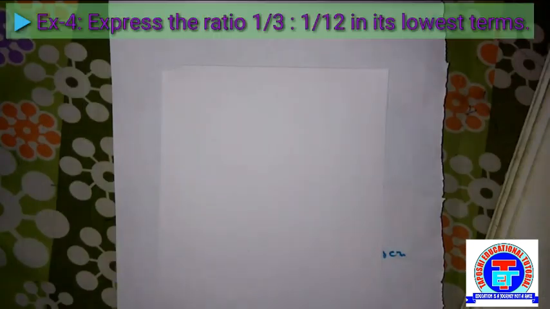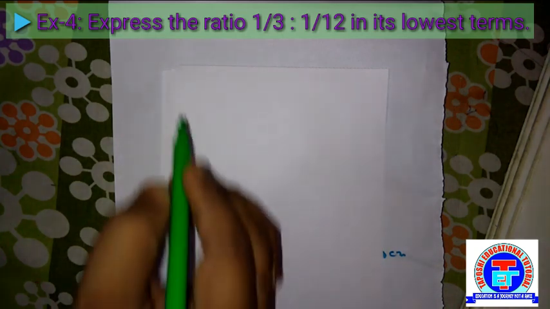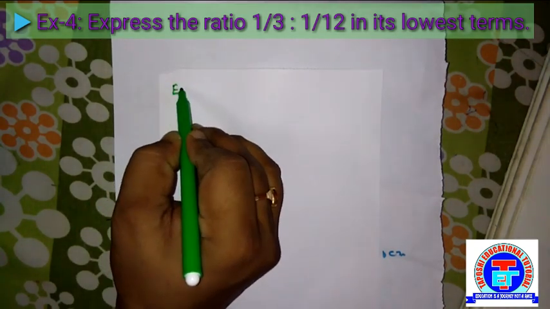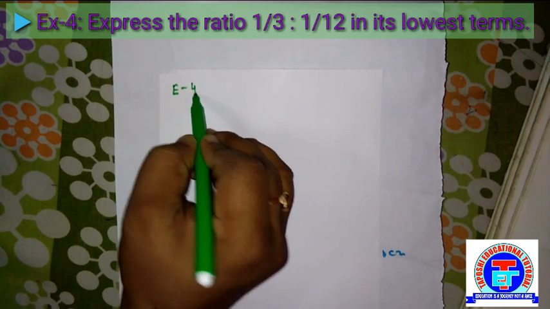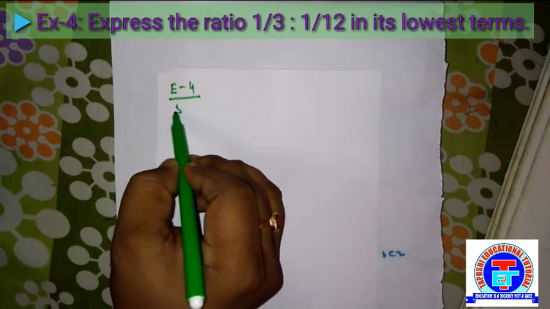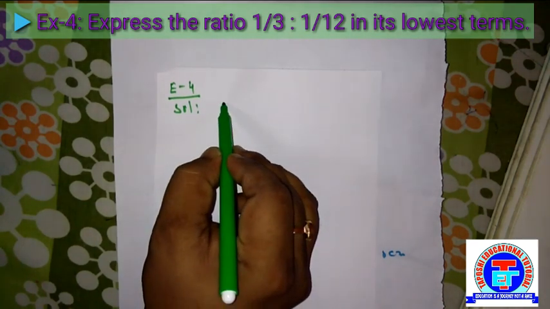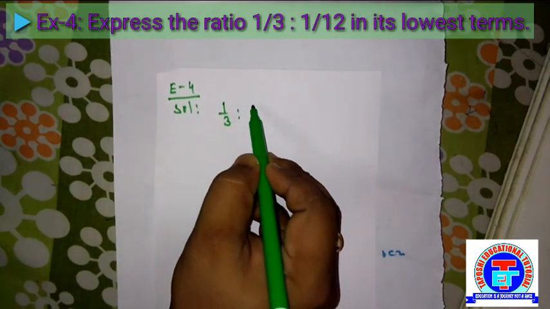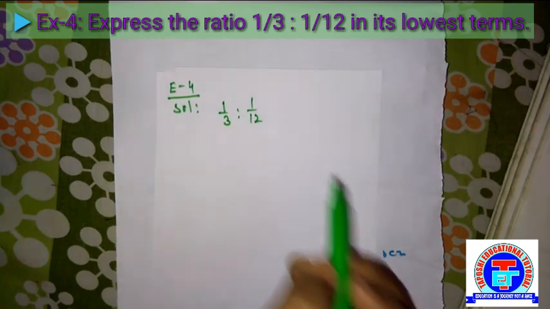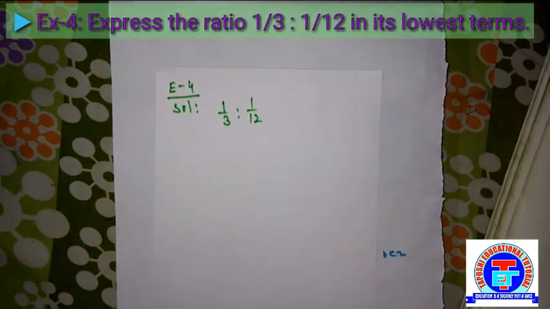Okay, now we're going to another problem. Here we solve now: express the ratio 1 by 3 is to 1 by 12 in its lowest term. Example 4, solution. Here the ratio given is 1 by 3 is to 1 by 12. So how do we make them in lowest term?